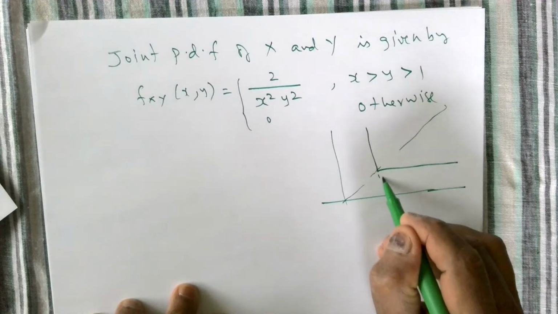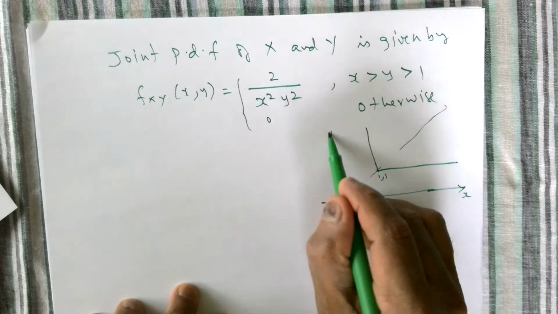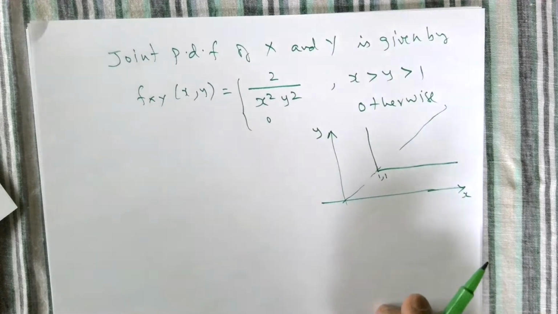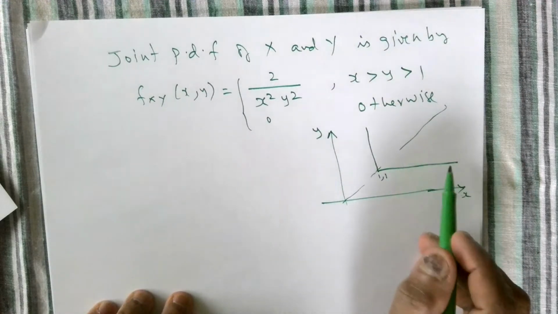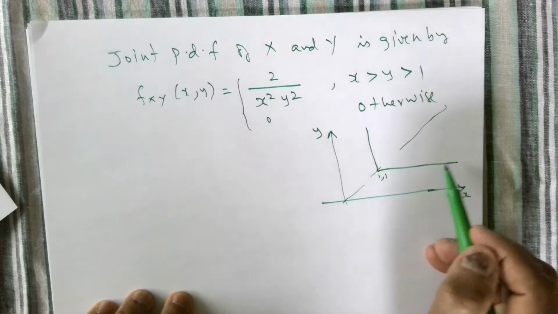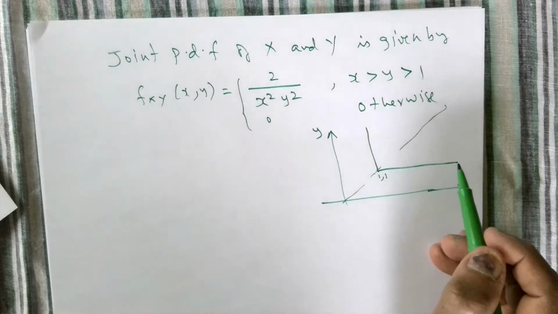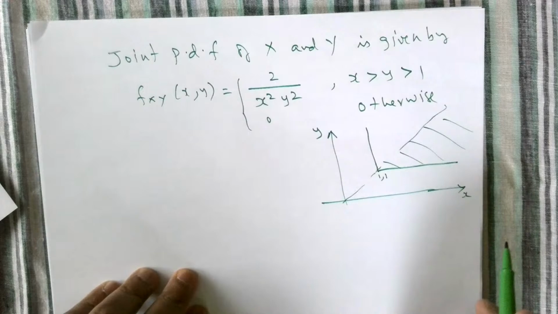So this is the point (1, 1), x, y, and x greater than y is this region, and x is greater than 1. So it is in this piece of the first quadrant, but here. That's where the density function is non-zero.